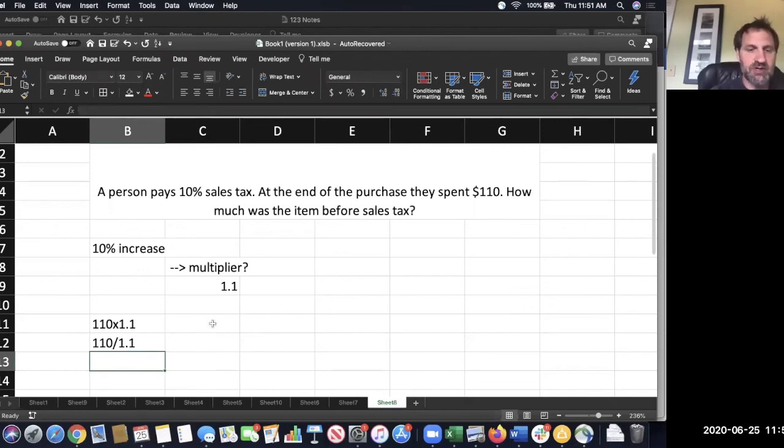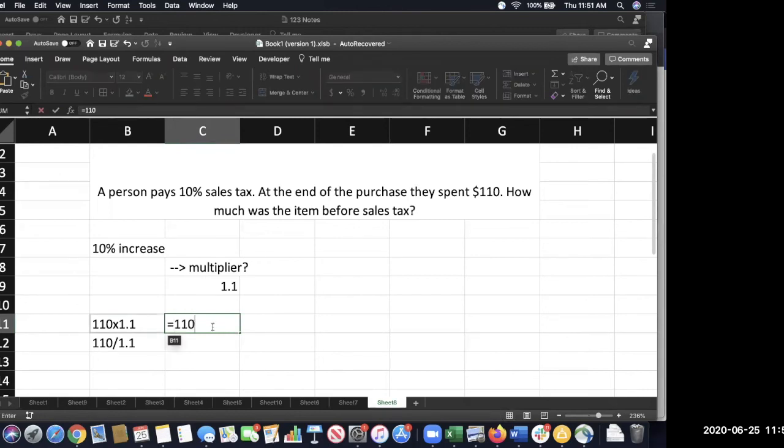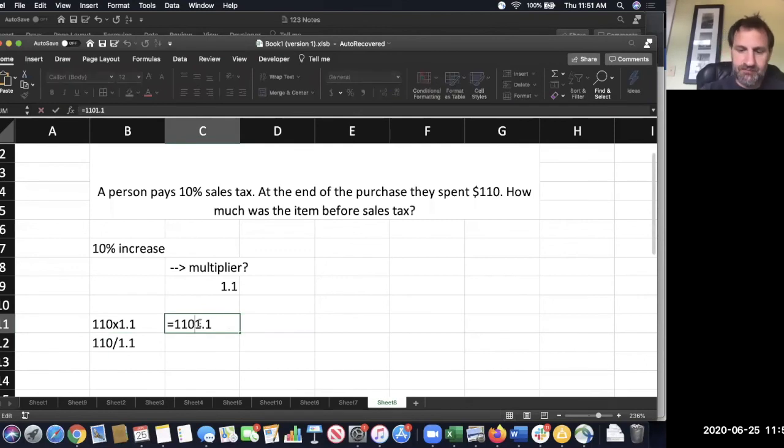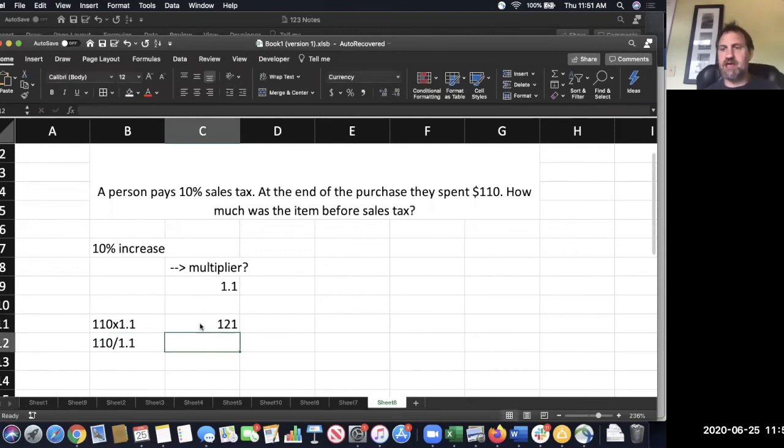So in this one, the price goes up. But I hope that you're saying to yourself, wait a minute, that doesn't make sense. I shouldn't be paying more money. Sorry, the price before I went to the register is not more.